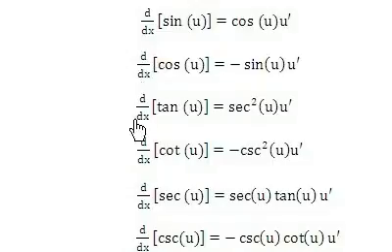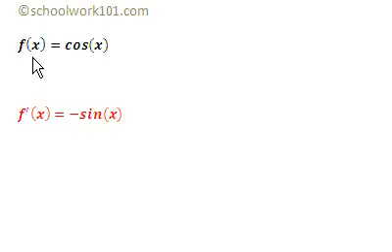So as you can see here, I've got them all listed out. This time we've got the function f of x equal to cosine x, and its derivative is equal to negative sine x. So you're going to need to memorize the derivative of these trig functions.